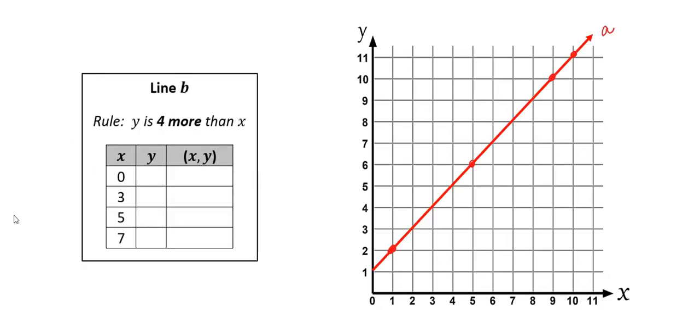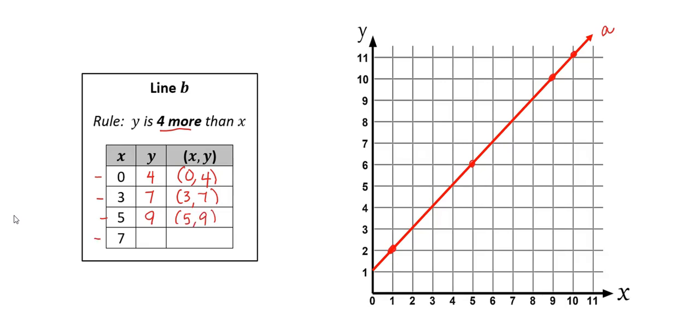The rule for line B is that y will be 4 more than x. So my first point, the x is 0, so the y would be 4. We have an ordered pair of 0, 4. The next point, the x is 3. 4 more than 3 is 7, so that pair will be 3, 7. The next point, the x is 5, so the y is 9. So that gives me 5, 9.